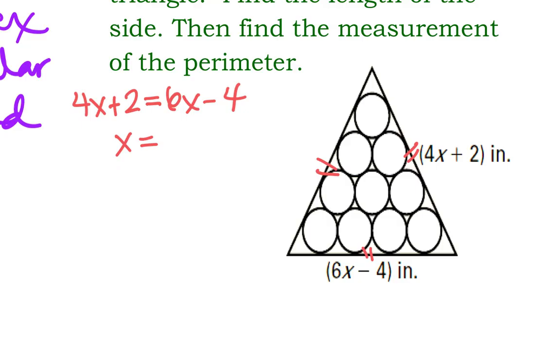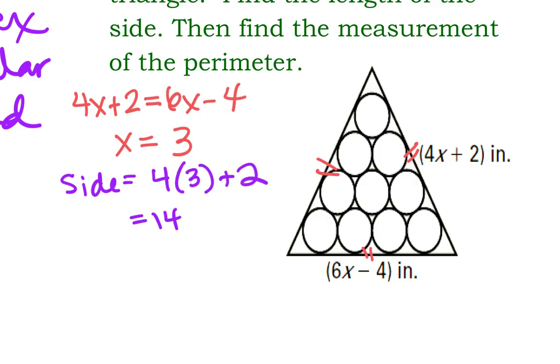3. All right, they want to know the measurement of the side though. So what do we do for the side? Which one did you plug it into? The 4x plus 2? So 4 times 3 plus 2, what does that get us? Your side length is 14. 14 inches would be your side. All right, so just make sure you actually plug it in.